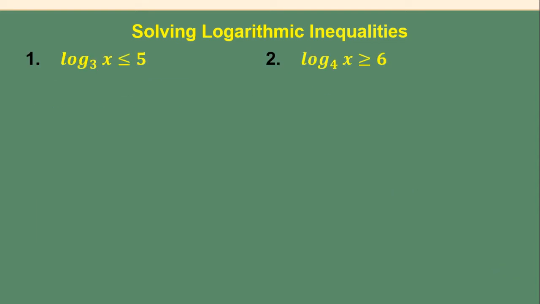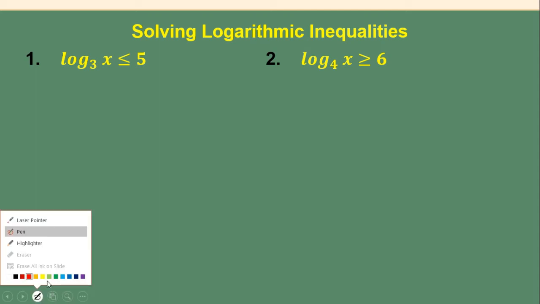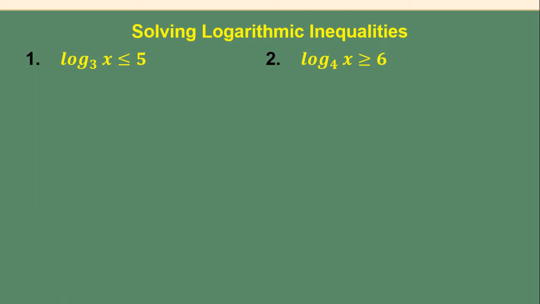Log of x with the base 3 is less than or equal to 5. Okay, so our base is 3 and that is greater than 1. So we are going to retain our inequality symbol. And then the first thing that you should know is to define our x. So our x must be greater than 0. Okay, so always take note that our x must be greater than 0.